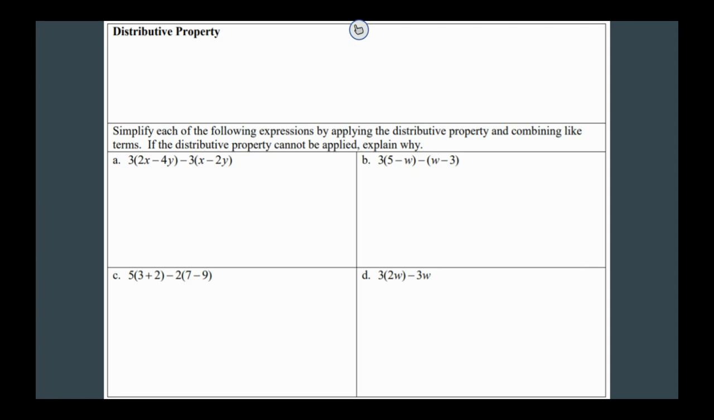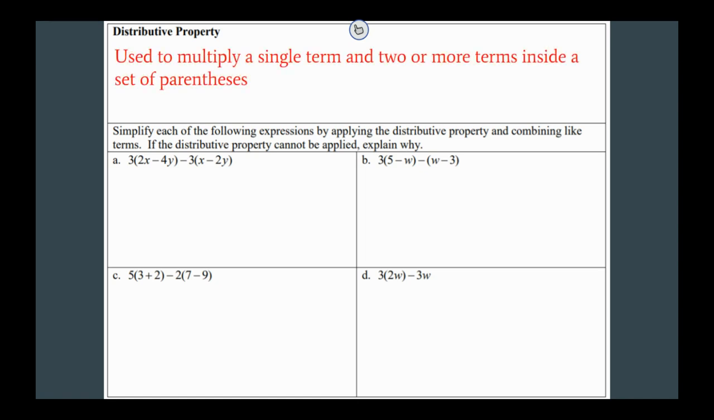Now we have the distributive property, my personal favorite, because we use it all the time. We've already talked about it once today. It's used to multiply a single term and two or more terms inside a set of parentheses.